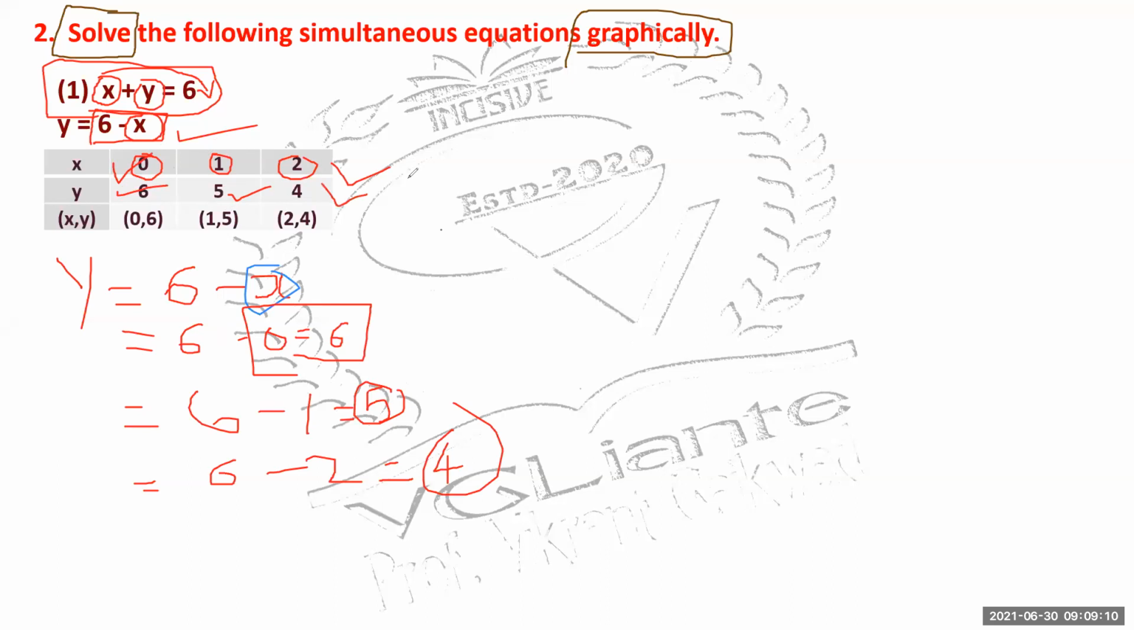So in this way you have got values of y when you substitute values of x. With respect to this, you get x comma y, the coordinates which you have to plot: 0 comma 6, 1 comma 5, and 2 comma 4. These points you are going to plot on the graph. Is this clear to all the students?